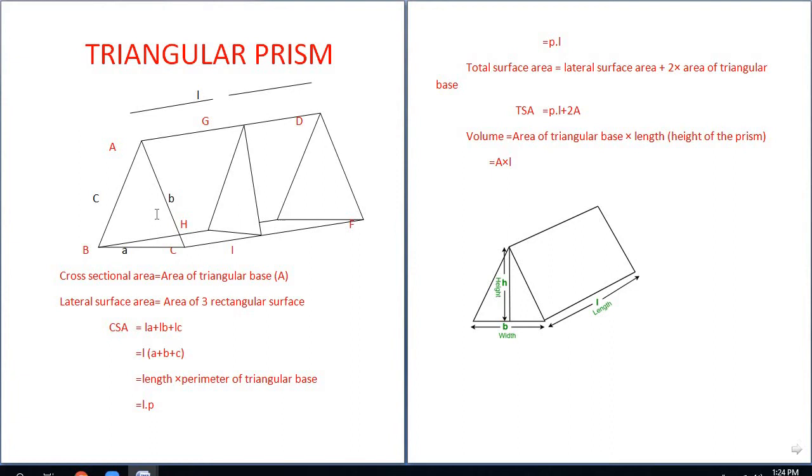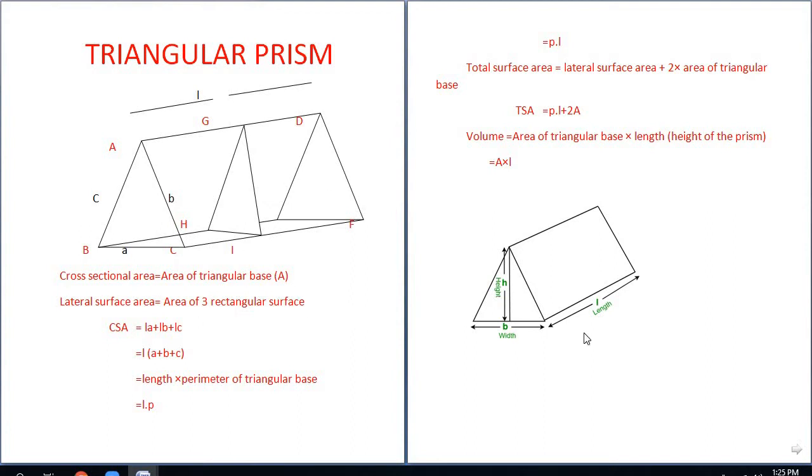Similarly, if the given triangle is a right angle triangle, we can calculate the area of the triangle by using the formula half base into height. If the given triangle is an equilateral triangle, we can use the formula root 3 by 4 side square. And if the given triangle is an isosceles triangle, then we can use the formula 1 by 4 into b root under 4a square minus b square, where a is the common sides or the equal sides.